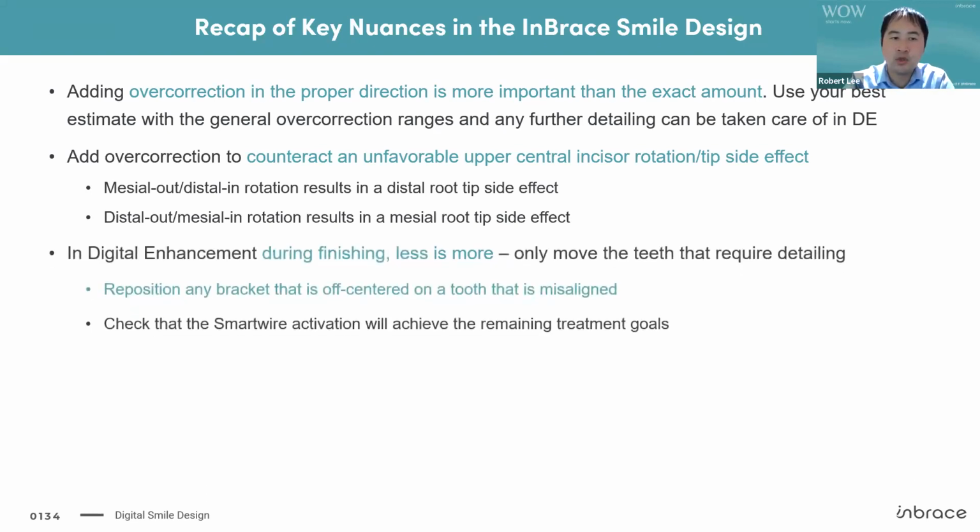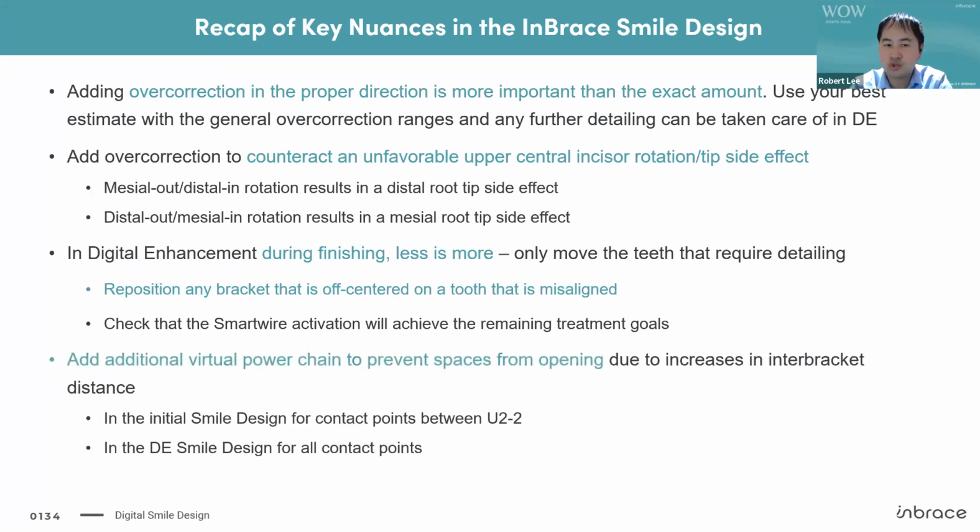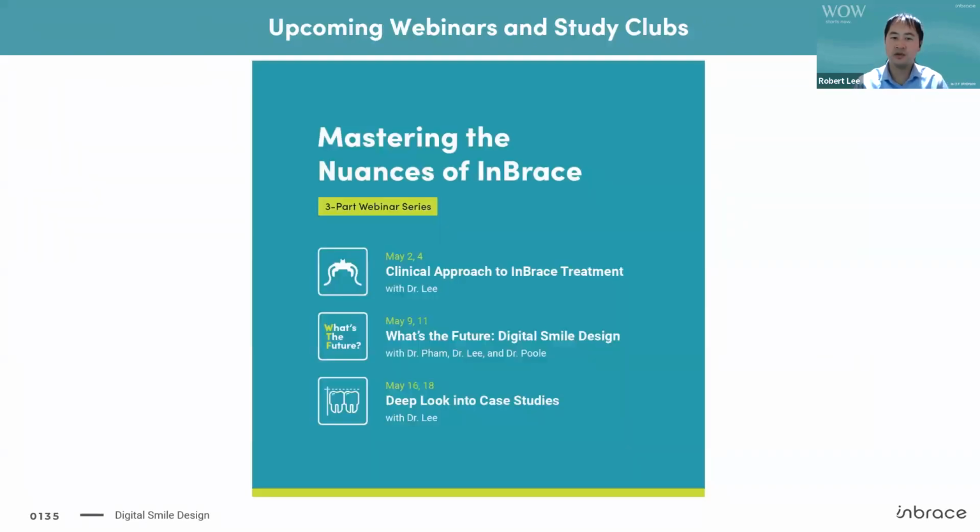And then when you are doing your finishing for digital enhancement, less is more. Only move the teeth that are required for detailing in that finishing stage. Reposition any bracket that's off-centered on a tooth that is misaligned. And then add additional virtual power chain to prevent spaces from opening due to that increase in inner bracket distance. For initial smile design, usually I'm just focused on upper 2 to 2. For DE smile design, when I'm finishing, I really want to make sure that all my spaces stay closed. So that's it for this webinar on digital smile design.